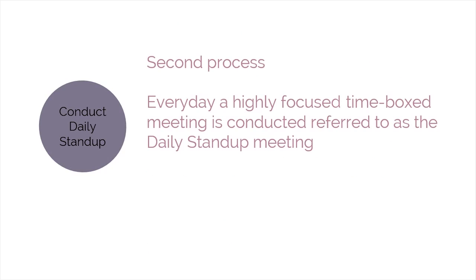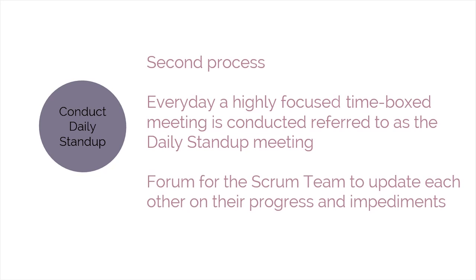The second process performed is Conduct Daily Standup. Every day, a highly focused, time-boxed meeting is conducted, which is called the Daily Standup meeting. This is the forum for the Scrum team to update each other on their progress and any impediments they may be facing. The last process conducted during the Implement phase is Groom Prioritized Product Backlog.